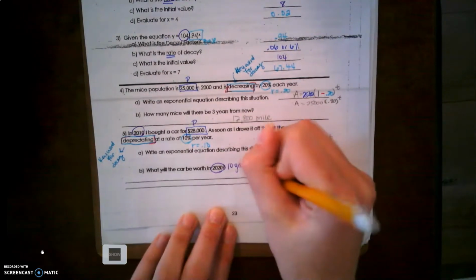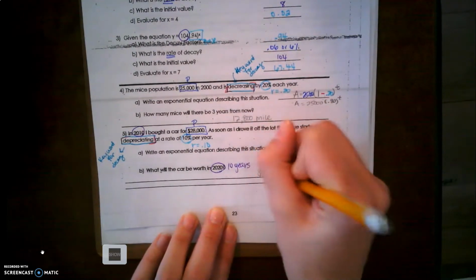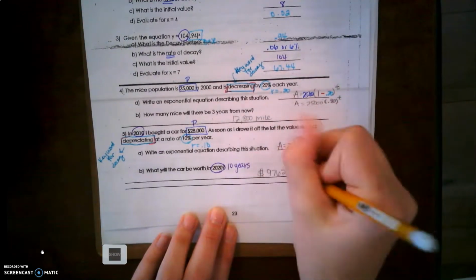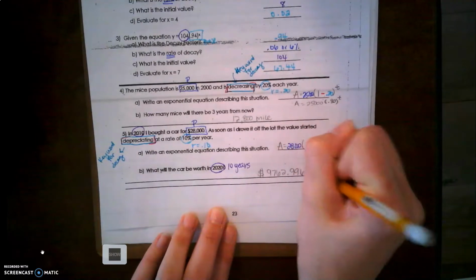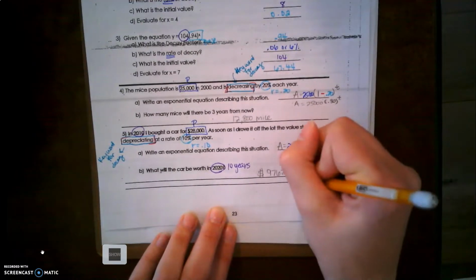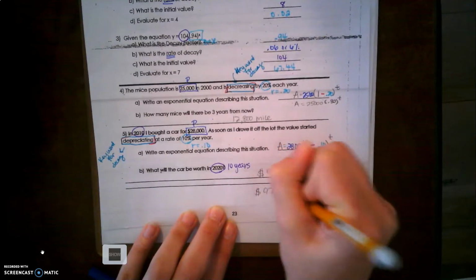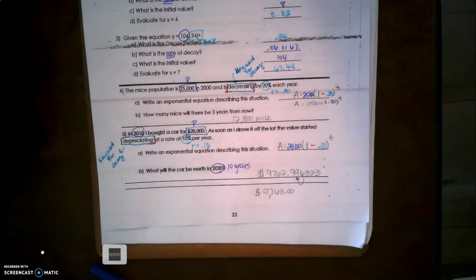So let's substitute. 28,000 times 1 minus 0.10, and we'll raise that to the 10. I get that the car will be worth $9,762.90. Well, it says 9,762.9632. So if I round it to the nearest penny, this is really 9,762.96. So $9,763.